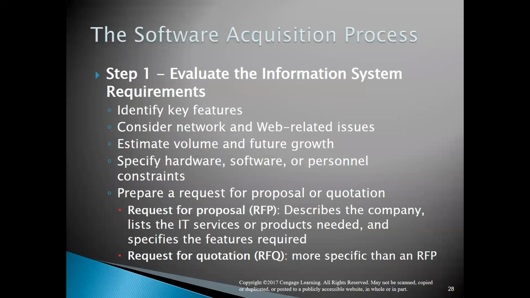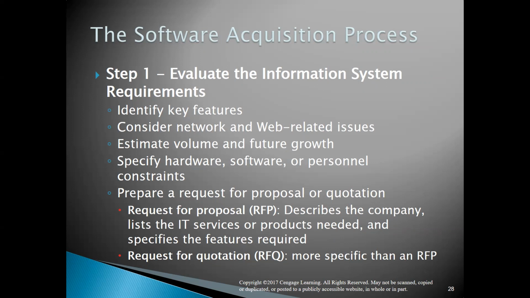Software acquisition process, step 1: evaluate the information system requirements. That means you go around and dig out all the requirements needed by the organization. Identify key features, consider network and web related issues, estimate volume and future growth, specify hardware, software, or personnel constraints, and prepare a request for proposal or quotation.